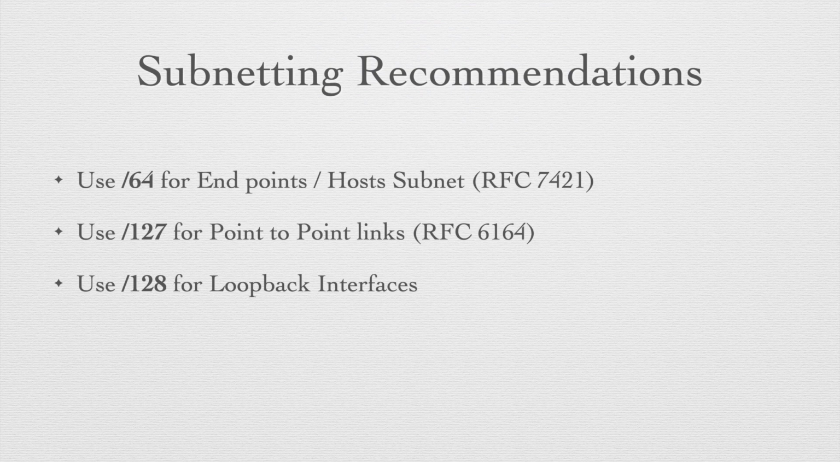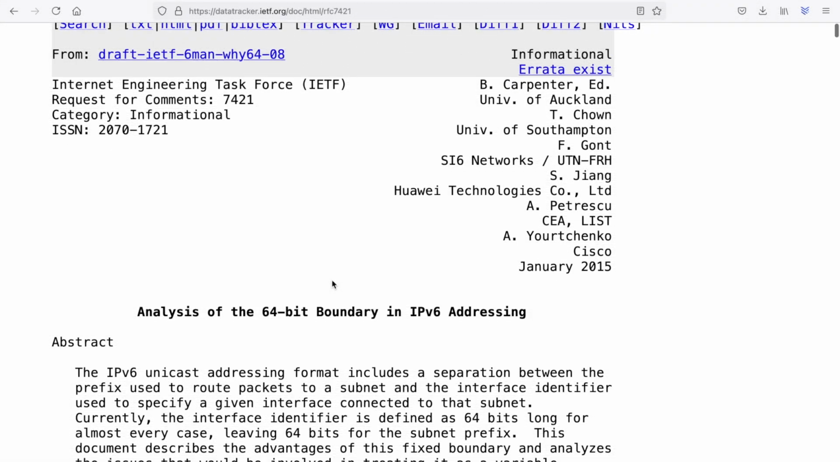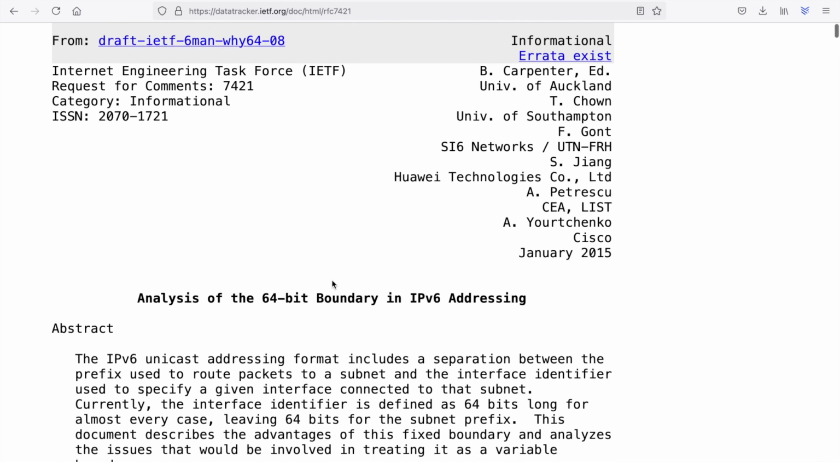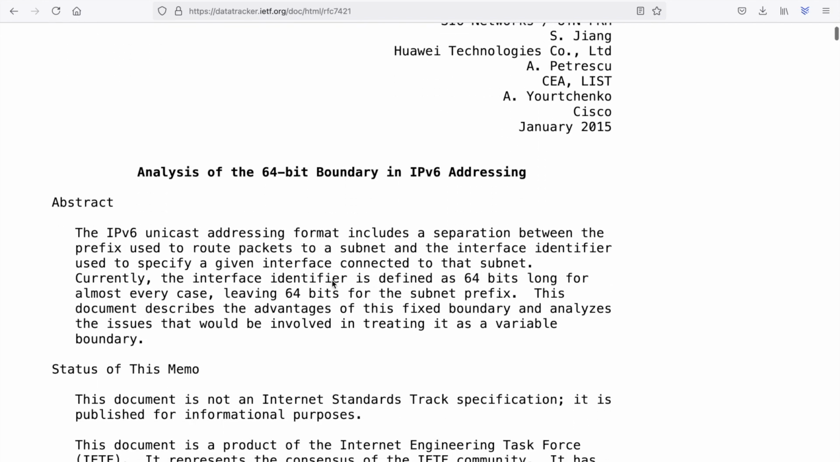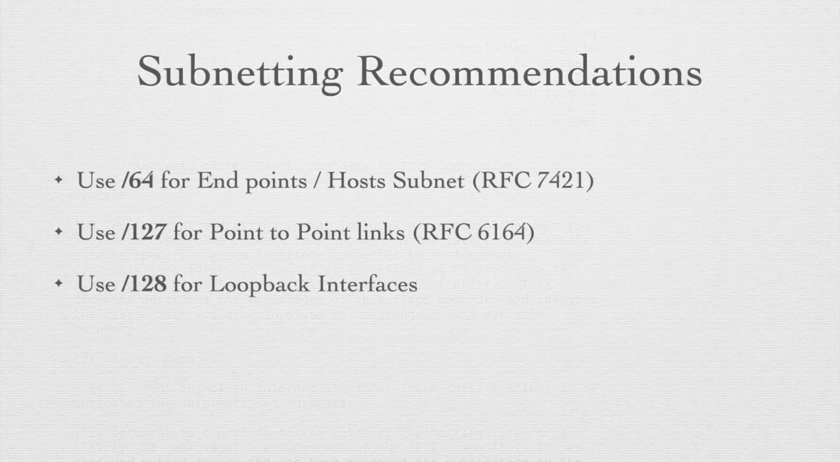And for the subnet allocation for the hosts, that is, the endpoint subnets, use only /64s. Even if you need just 100 IPs within that subnet, do not divide that /64 further into smaller prefixes. Use /64 consistently across your network infrastructure for the endpoint requirements. This is clearly defined and documented in RFC 7421.